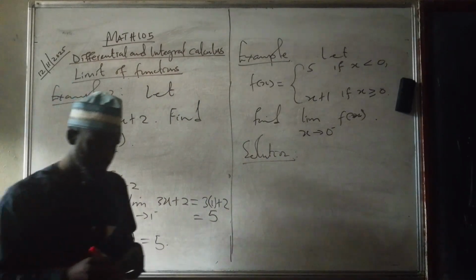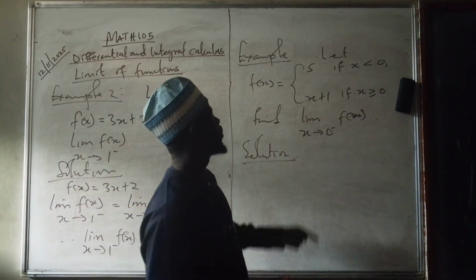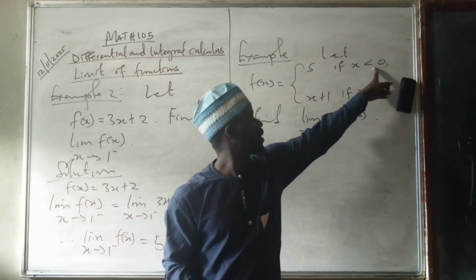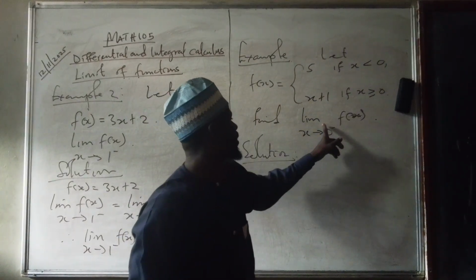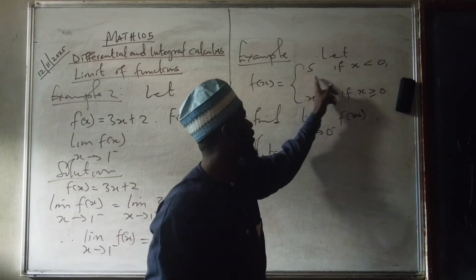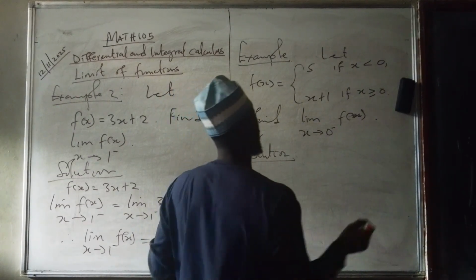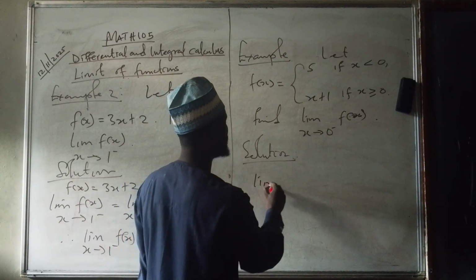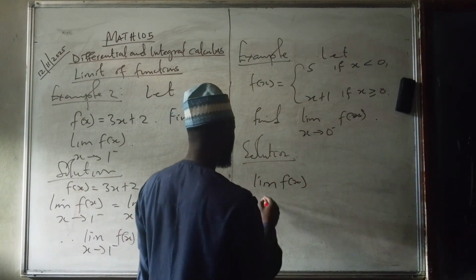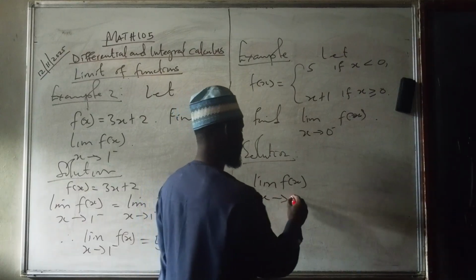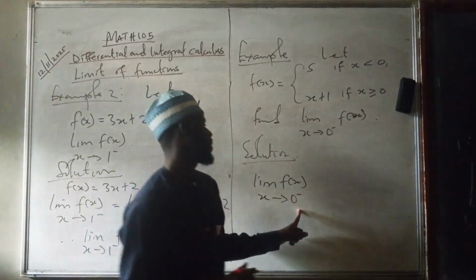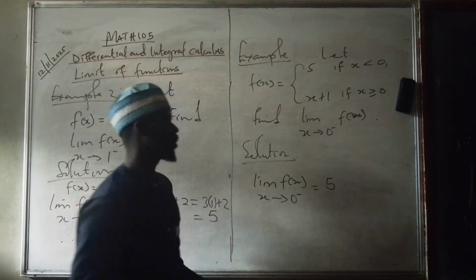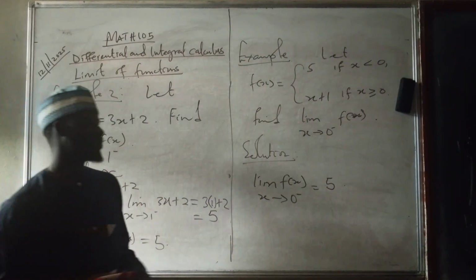So here we are going to consider the values less than 0, because that is the part of the function we are looking at. Since this is the value of f of x, the limit of f of x as x tends to 0 from the left is equal to what? Directly 5. And that is the answer.